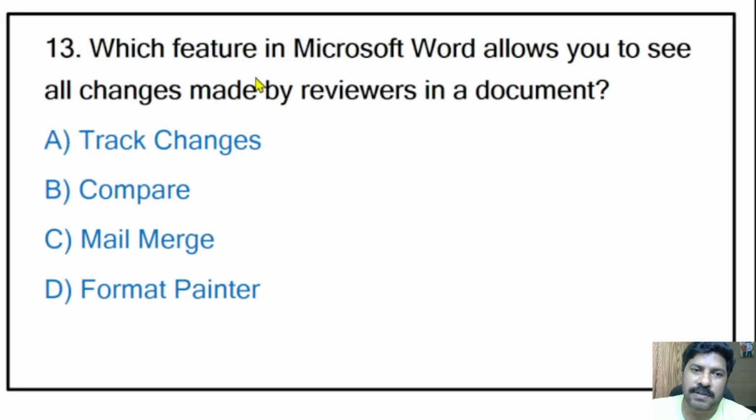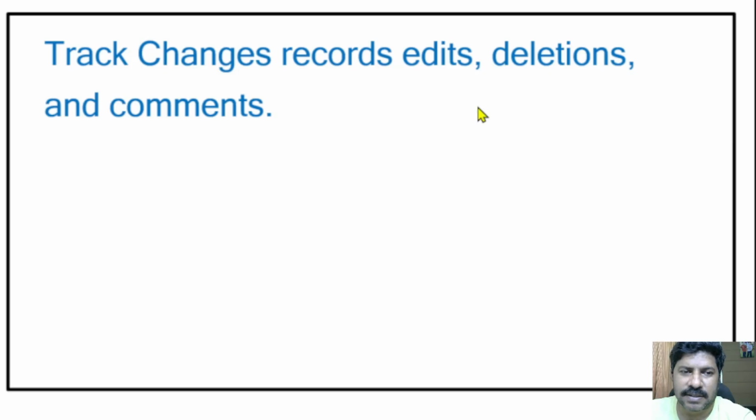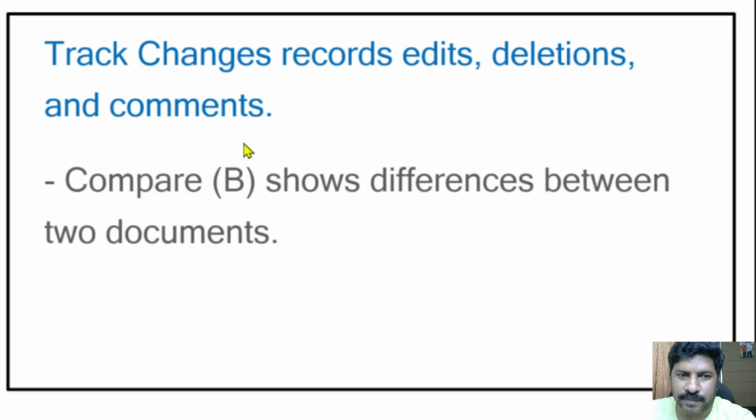13th question. Which feature in Microsoft Word allows you to see all changes made by reviewers in a document? Track changes, compare, mail merge, format painter. The correct answer is track changes. Track changes option we can use. Track changes records edits, deletions, and comments. So the reviewers can make edits, deletions, and comments, and the owner can see them in the track changes option.